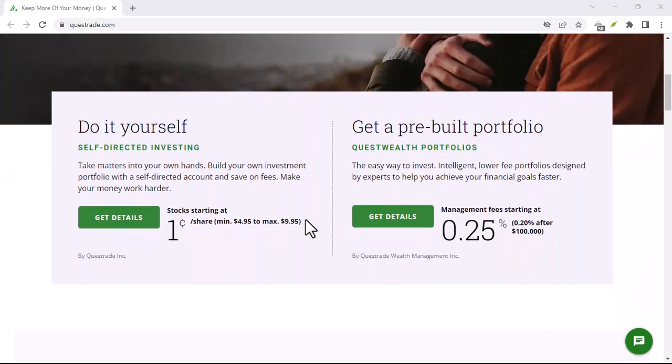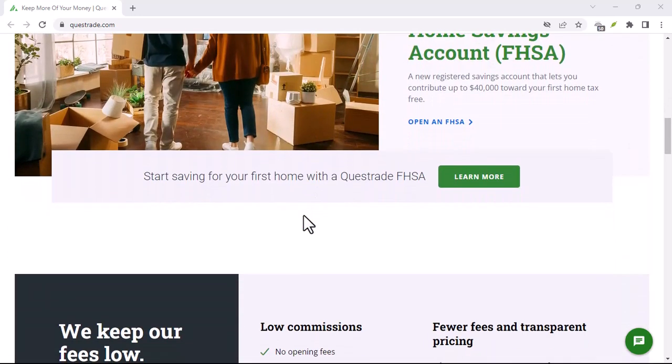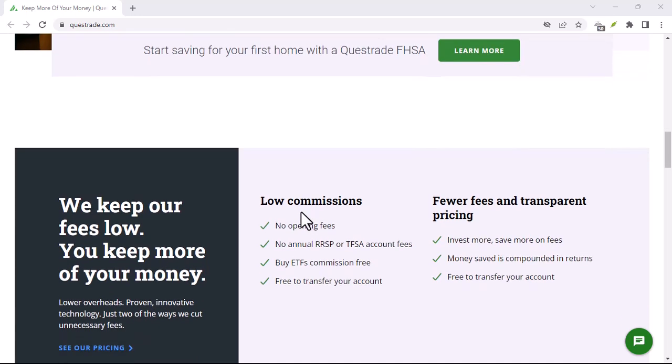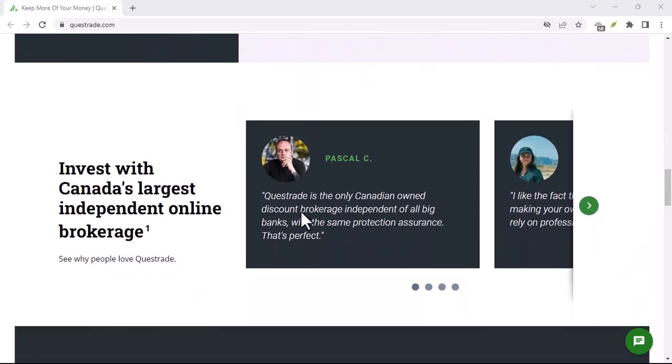Questrade Joint Account. This type of account is ideal for couples or other joint investors. It allows you to share your account with another person, so you can manage your investments together.